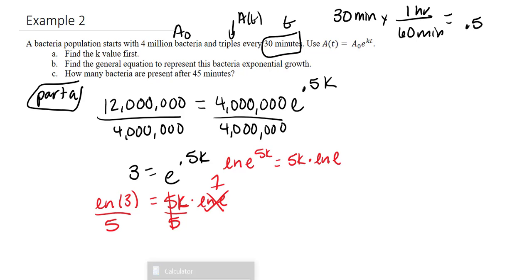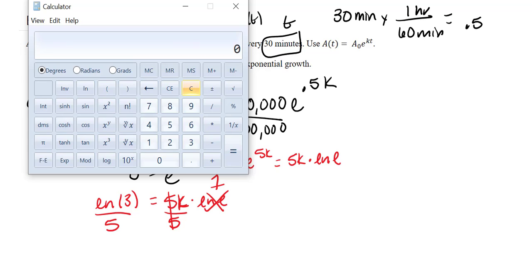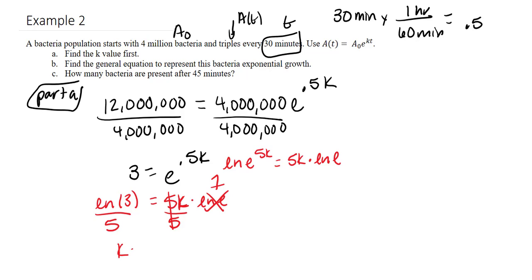So let's get our calculators out. So we have 3, take the natural log of, and then we're going to divide it by 0.5, and we get 0.2197. We're just going to take it to 4 digits. So 0.2197. So this is part A. Let's go ahead and solve for part B.